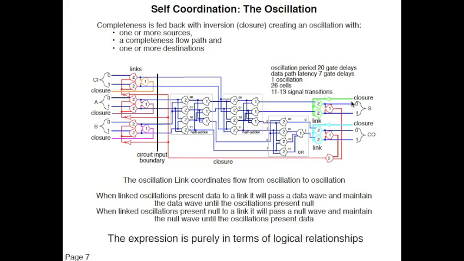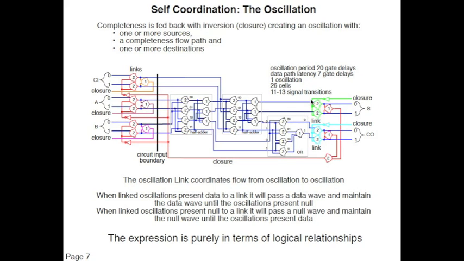So the completenesses are indicating that the data wavefront is also passed on to the next oscillation. So what happens is that wavefronts are stably passed from oscillation to oscillation. As the oscillations oscillate between data completeness and null completeness, wavefronts of data and null are stably passed on from oscillation to oscillation. Now we'll call the structure of the enable rank with the inverted closure followed by completeness a link. And a link links oscillations.